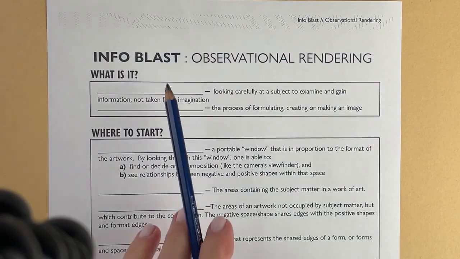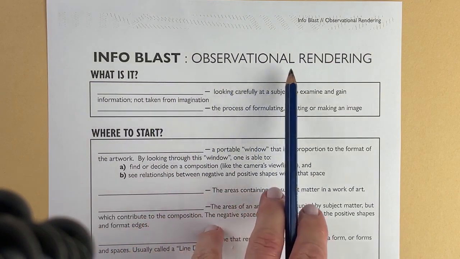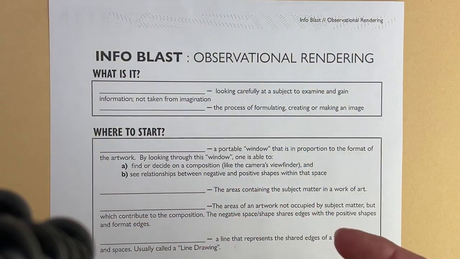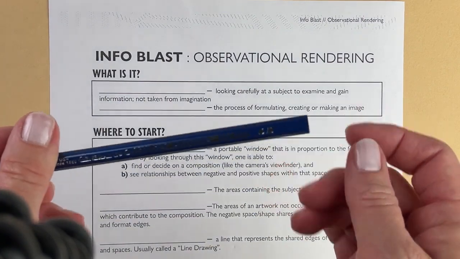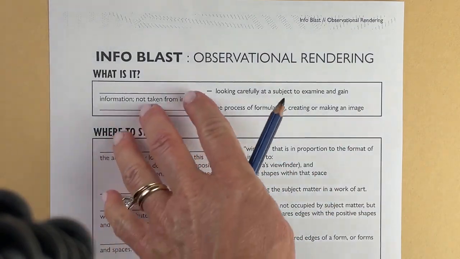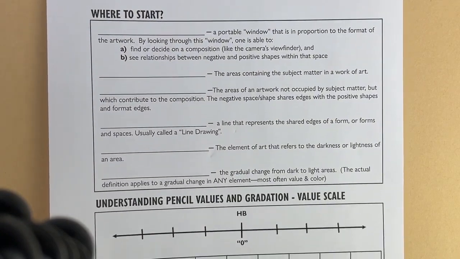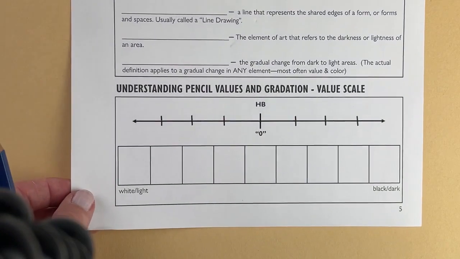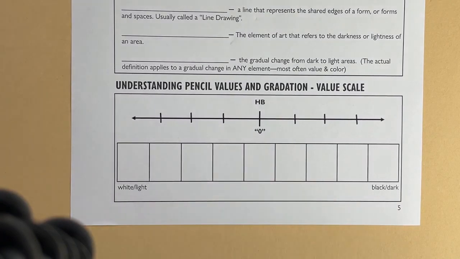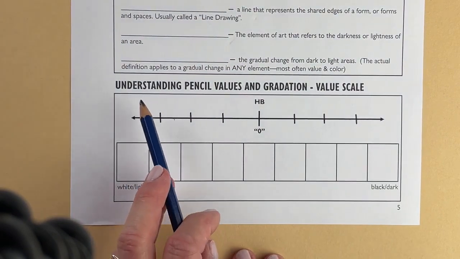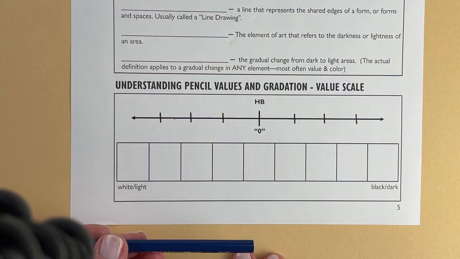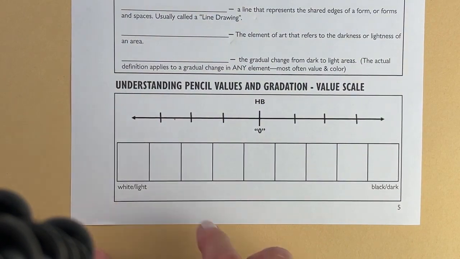Hello, today we're going to be talking about your InfoBlast observational rendering. I'm going to be talking more specifically about the pencils we're going to be using. Most of this top part information is going to be from your PowerPoint, which you should be looking at and getting to this section in a video link within. So right now, we're going to be talking about the pencil values and gradation scale, or value scale.